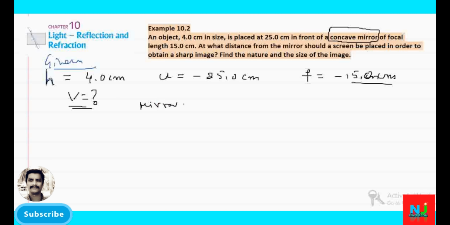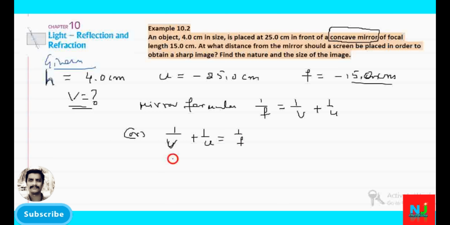So from the mirror formula, we go directly from the mirror formula. What is that? 1 by f is equal to 1 by v plus 1 by u. Interchange the terms. We can also write 1 by v plus 1 by u is equal to 1 by f, or 1 by v, taking 1 by u to the right hand side, is equal to 1 by f minus 1 by u. So now go for the substitution.